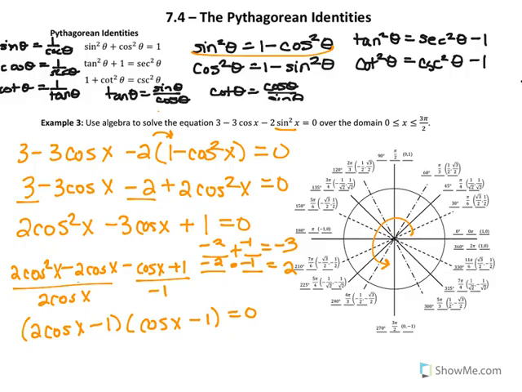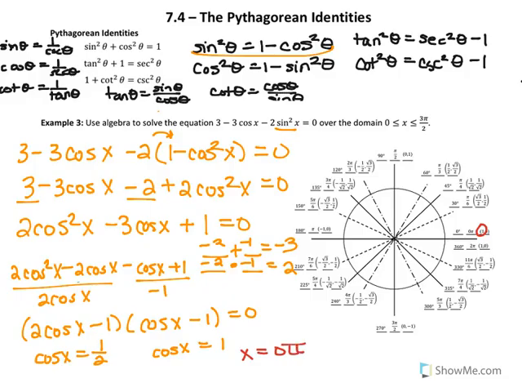So we can have each of these things equal to 0. So we can have cos x equals 1/2, or we can have cos x equals 1. So we can answer both of those things. So cos x is going to be 1 at 0, and that's it, at 0. So this one, the answer is 0.